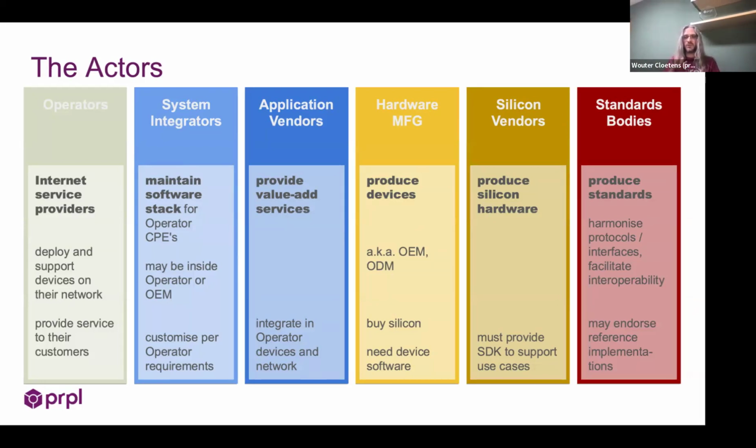And then we have a bit on the edge of the problem space: the standards bodies, the IEEE, the Wi-Fi Alliance, the Broadband Forum, the Wireless Broadband Alliance, the CSA, and other organizations. What they do is they come together as an industry and harmonize the protocols and interfaces to facilitate interoperability. One of the things they might do is develop a reference software implementation or endorse a reference software implementation. So those are the actors.